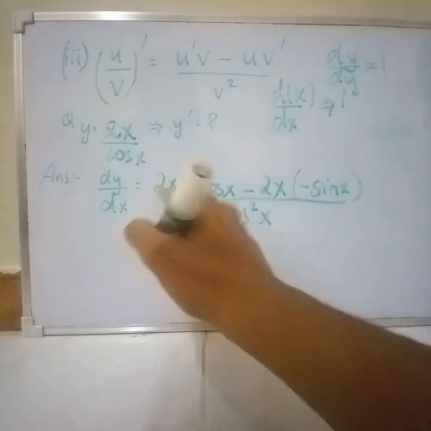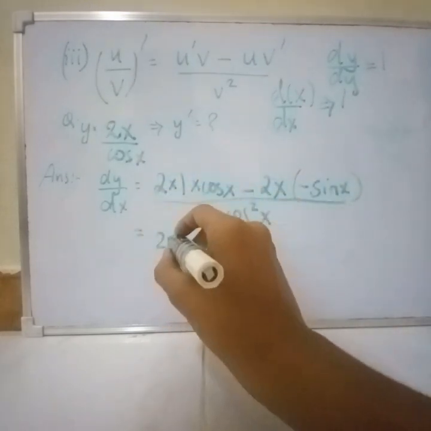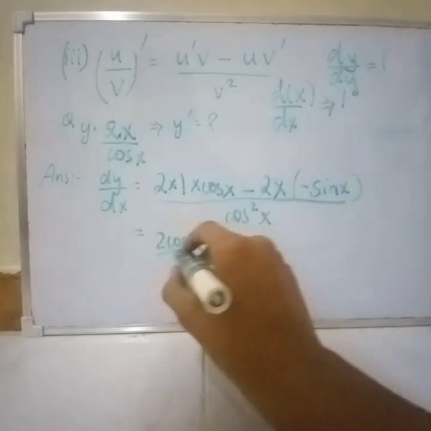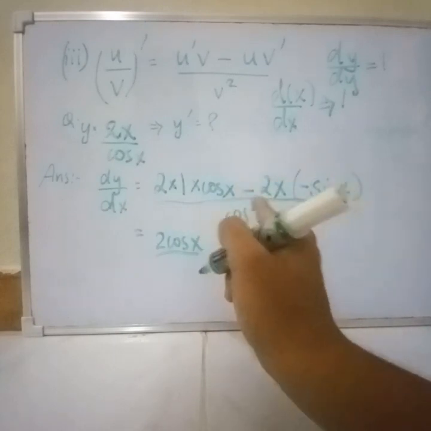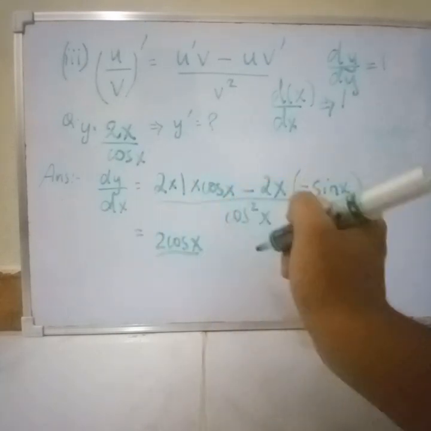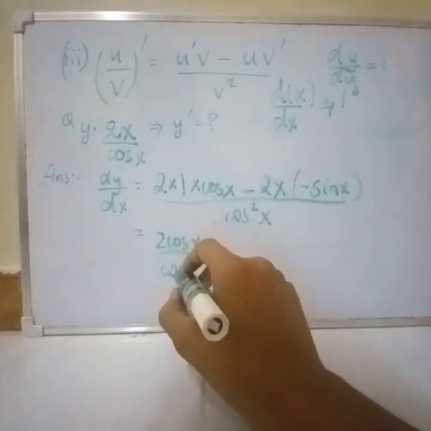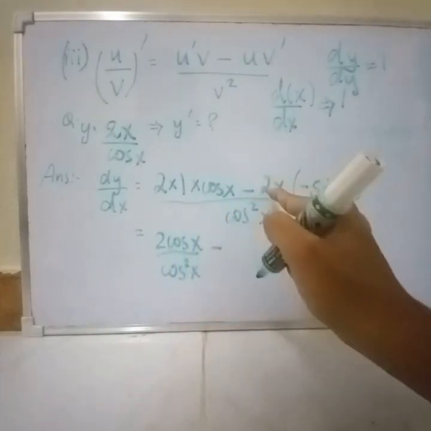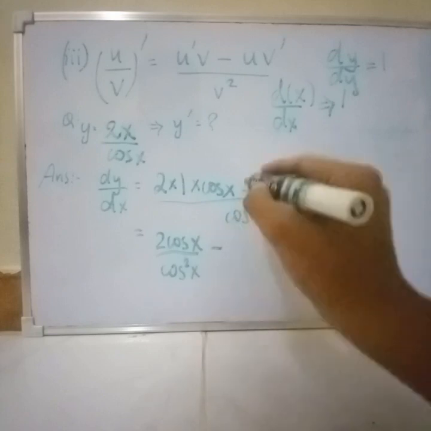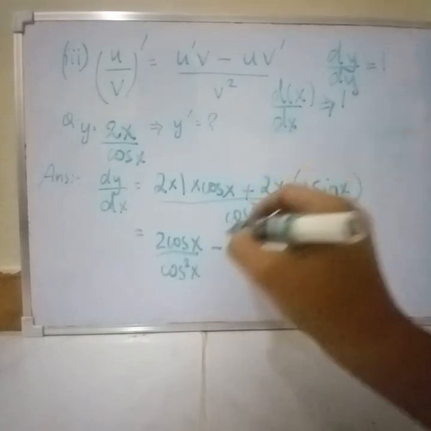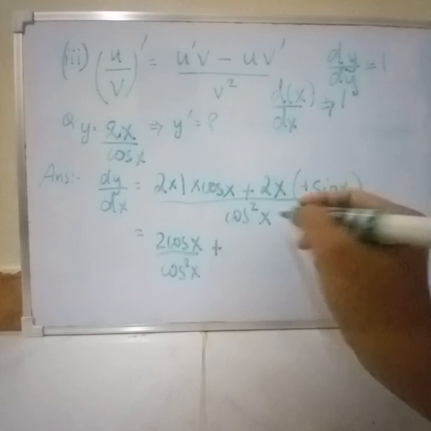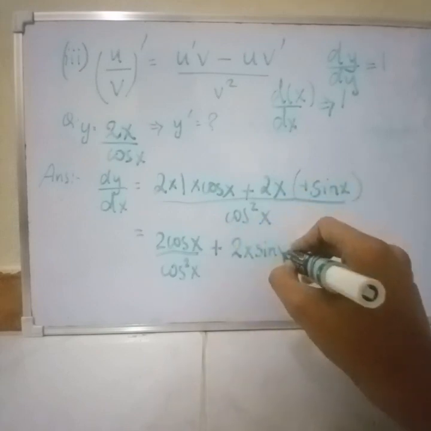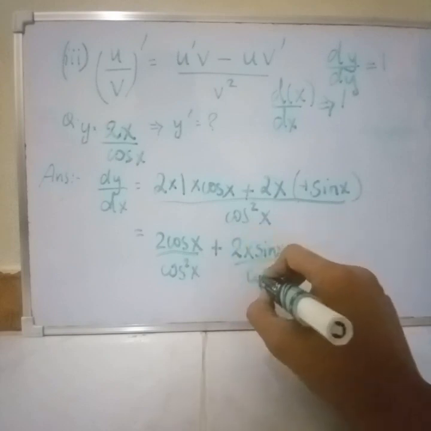So it will be 2 cos x. Actually we can distribute the denominator here. See, it's common, right? We can distribute it here, minus this here also. So 2 cos x by cos squared x minus, and here we are having minus and minus, so it will become plus. So it will be plus 2x sin x by cos squared x.